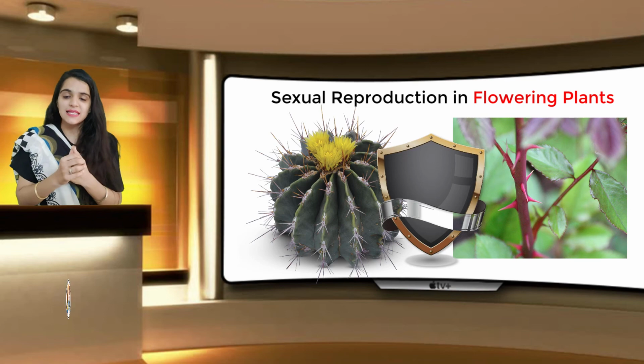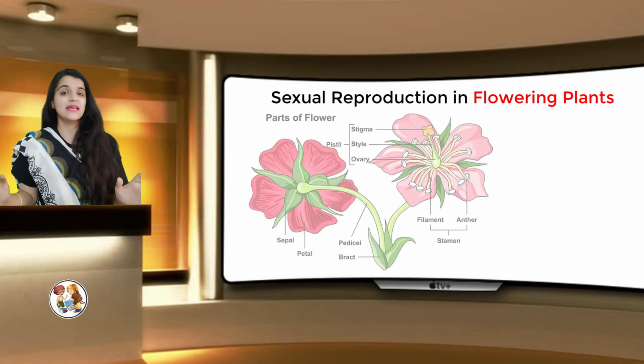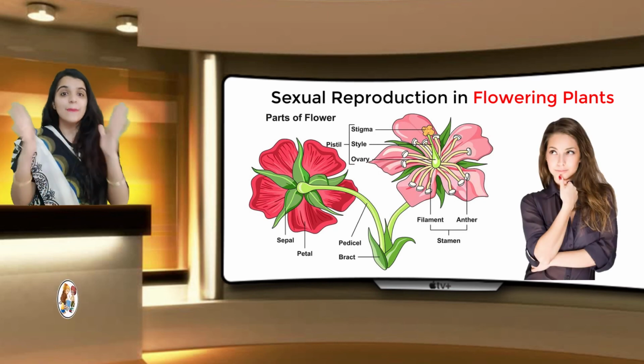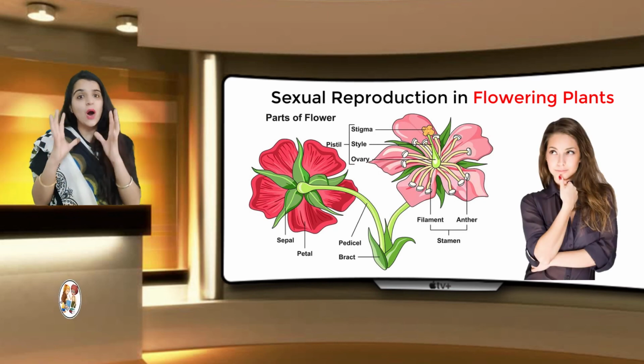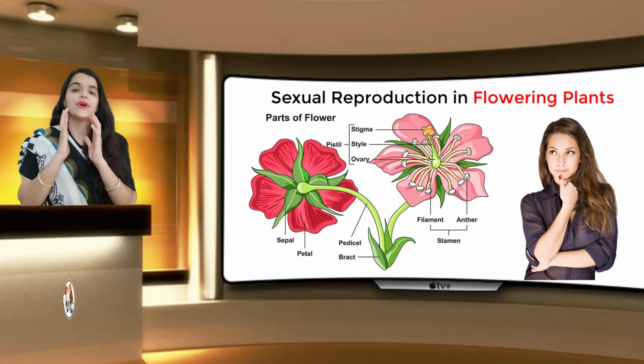Okay, the next, so this is all about today's class. It's really an easy one. What is a flower? What are the different parts of a flower? And how are these parts of a flower very helpful in reproduction?